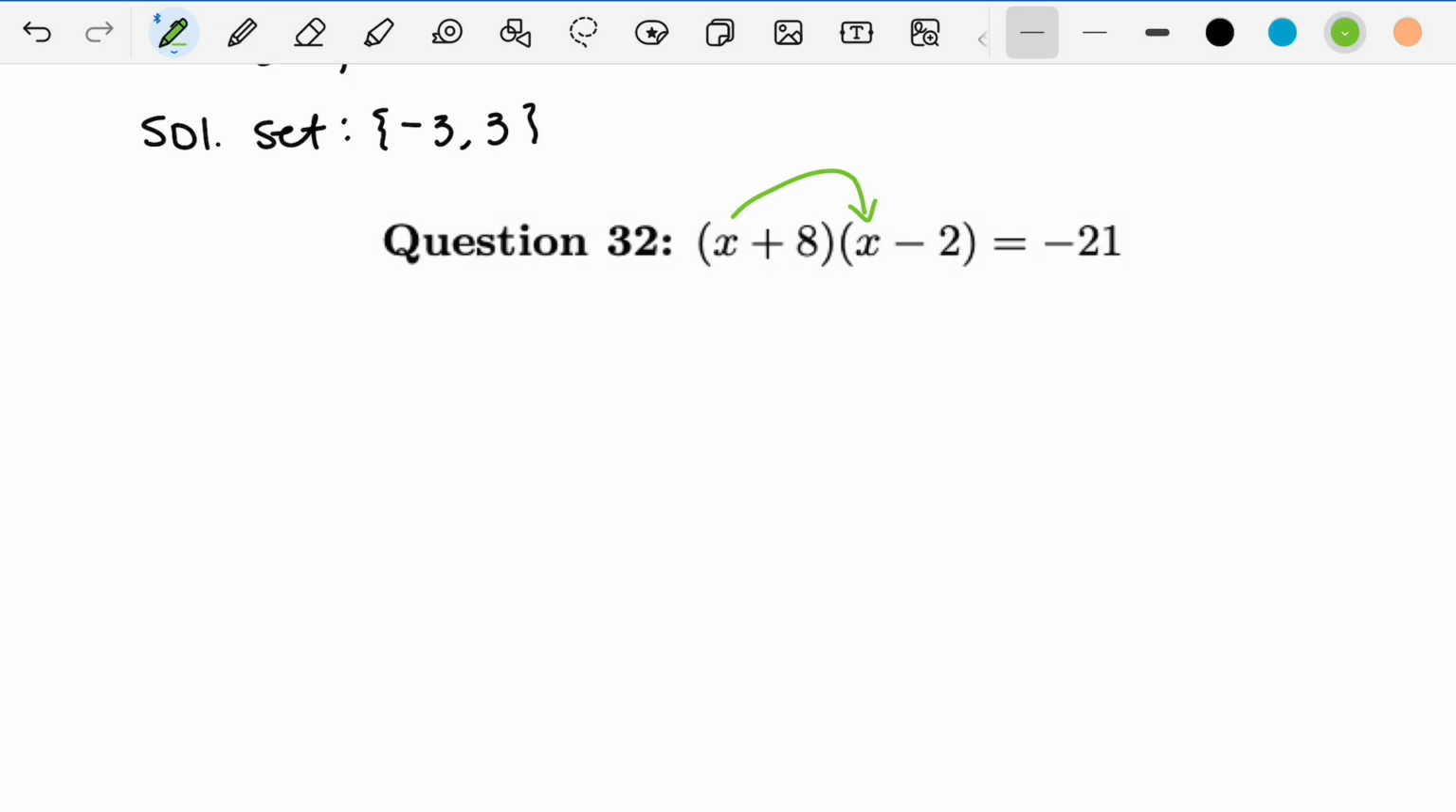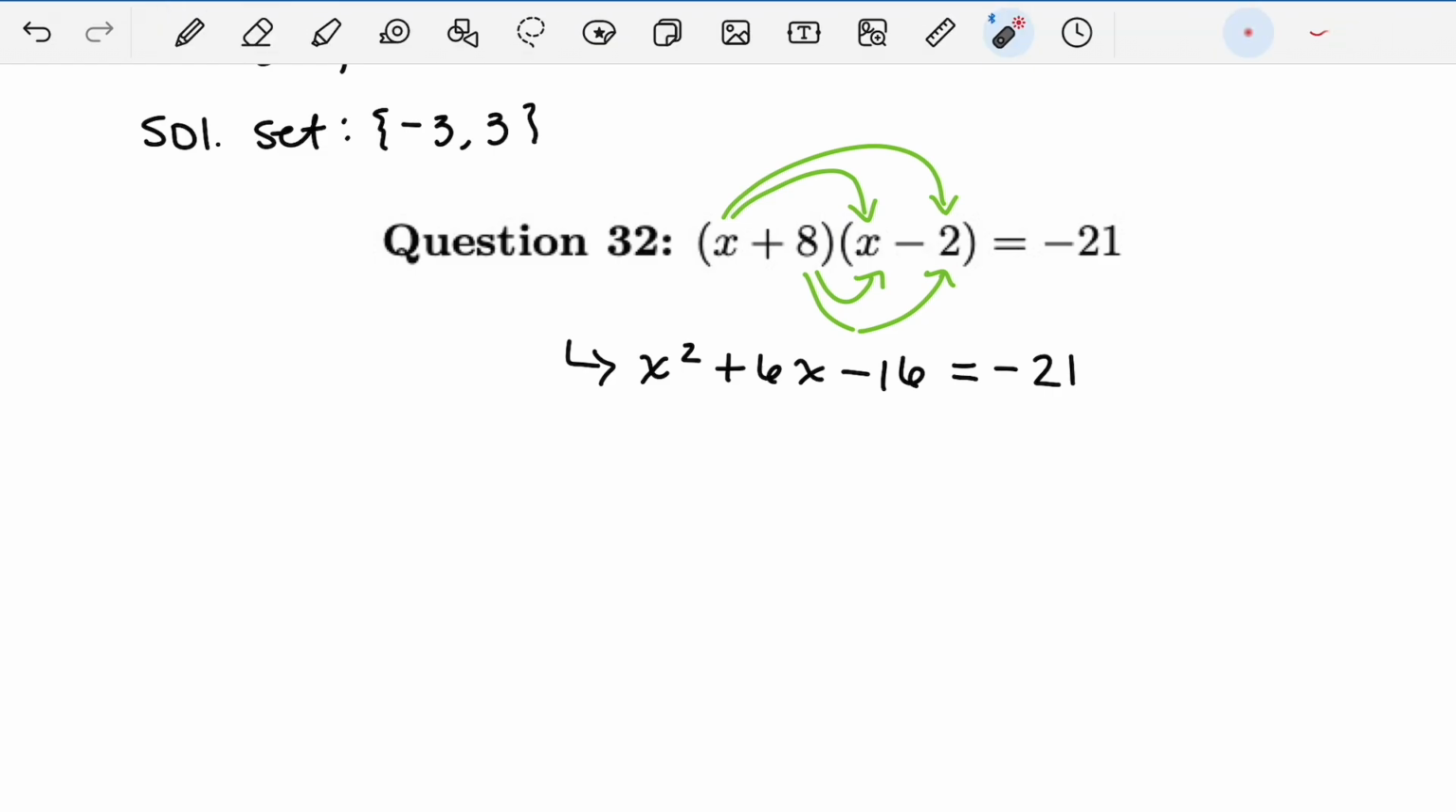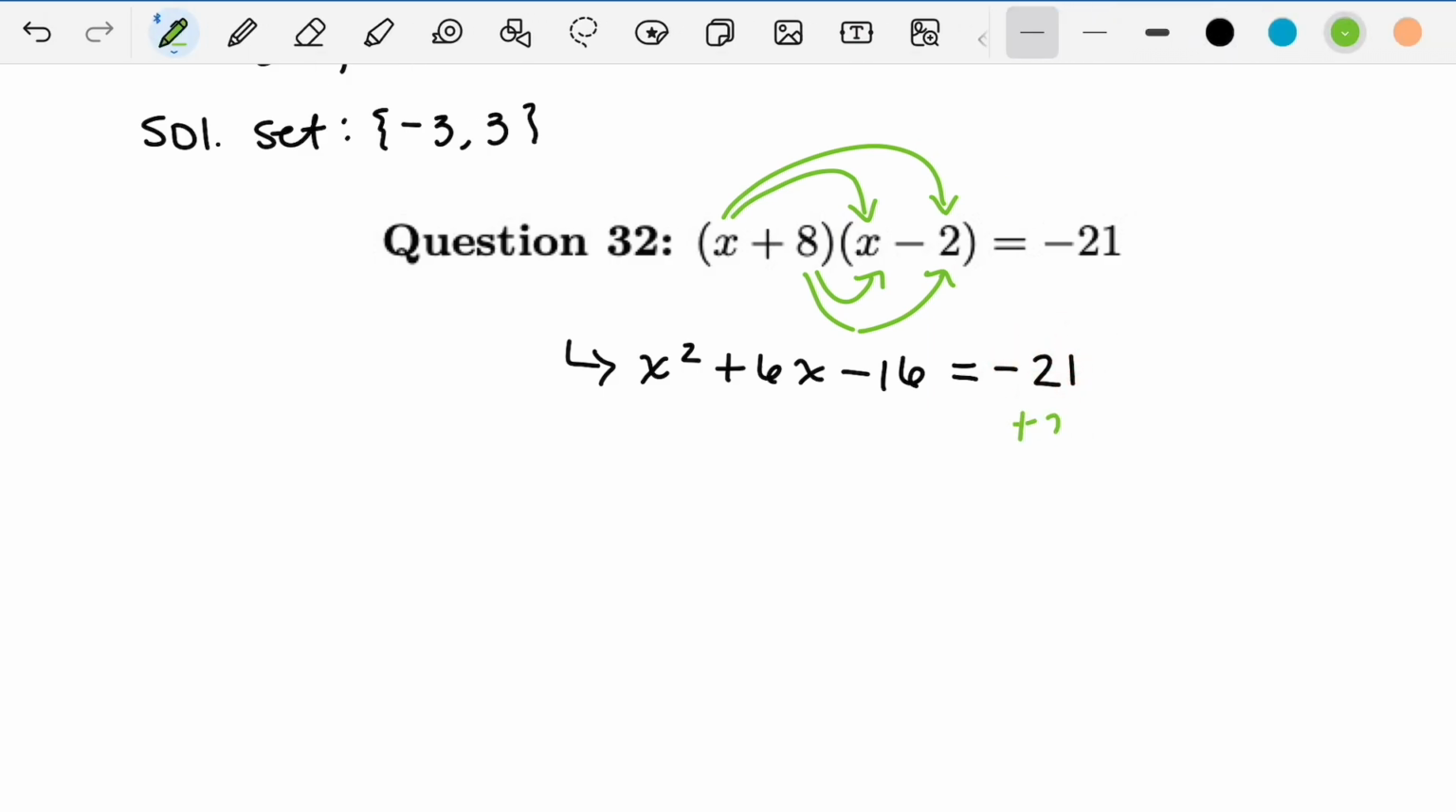So what we're going to do is FOIL this, so that on the left-hand side of this equation we're going to end up with x squared plus 6x minus 16, and this is all going to be equal to minus 21. From here, we'll add 21 to both sides of this equation, so that we do end up with 0 on the right-hand side. We're going to get x squared plus 6x plus 5 on our left-hand side, and this whole thing is going to be equal to 0.